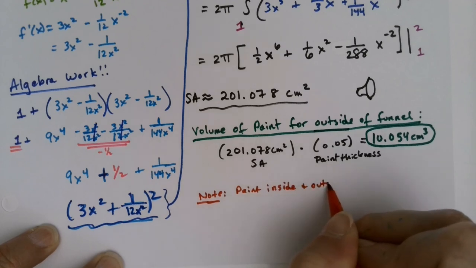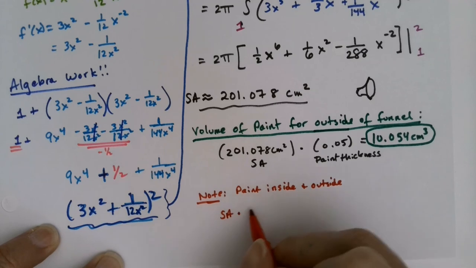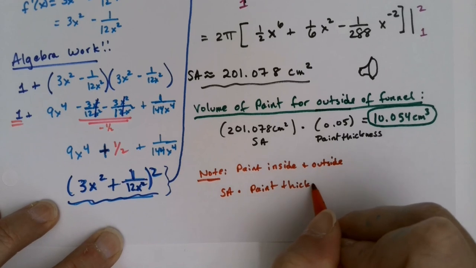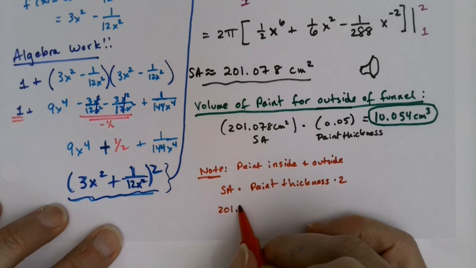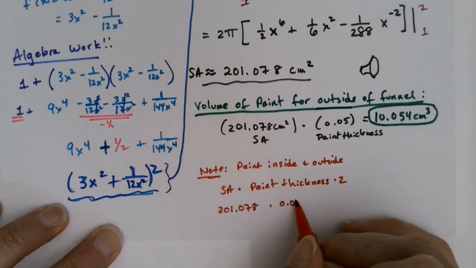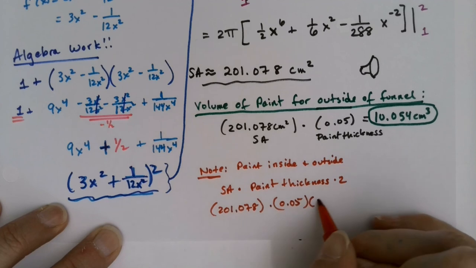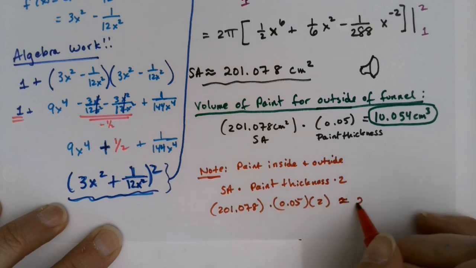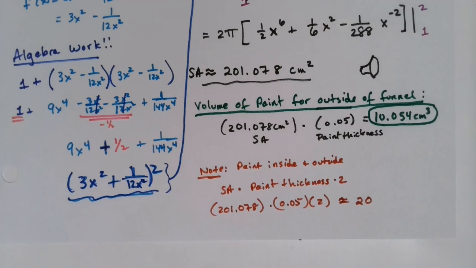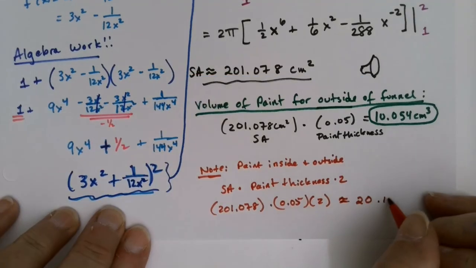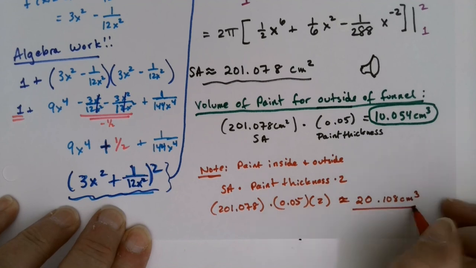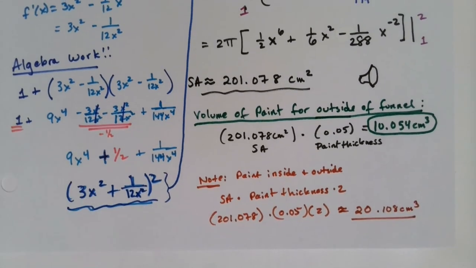you would take surface area times paint thickness times 2. So that would be 201.078 times 0.05 times 2, because you're painting both the inside and the outside, which was 20 point, oh, now I can't remember. And again, it wasn't asked for, but for your notes, you'll want to write this down. So 20.108. Because it can make a difference on questions, say for quizzes or worksheets or exams.